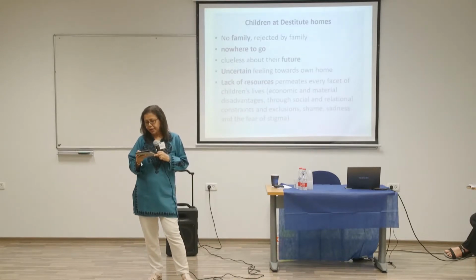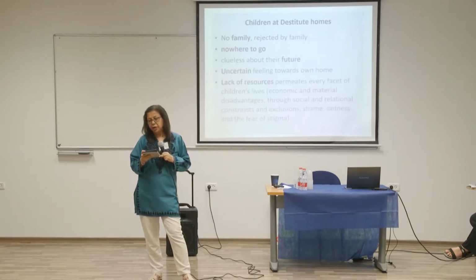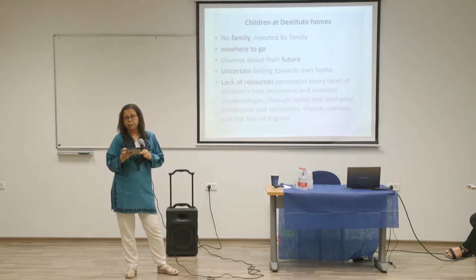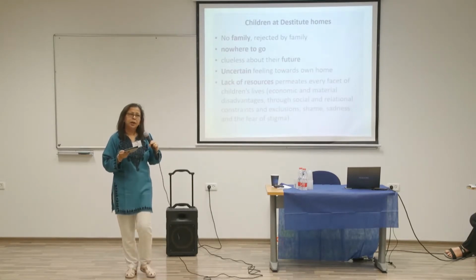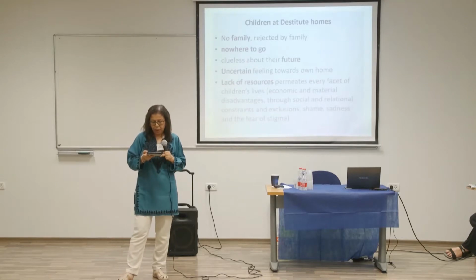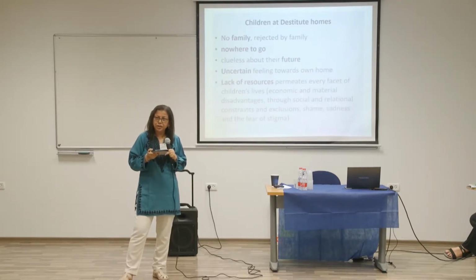Lack of resources permeates every facet of children's lives, from economic and material disadvantages through social and relational constraints and exclusions, to the personal and more hidden aspects of poverty associated with shame, sadness, and the fear of difference and stigma. However, this is not a comprehensive account. There are incidences of child labor, which I haven't mentioned, where many times they get corporal punishment and are given very little money in exchange for their work. Children who beg on the street are encouraged by their family to do so. There are also honor killings, when children, usually teenagers, get involved in a relationship, they are killed by the family to keep the honor of the family.